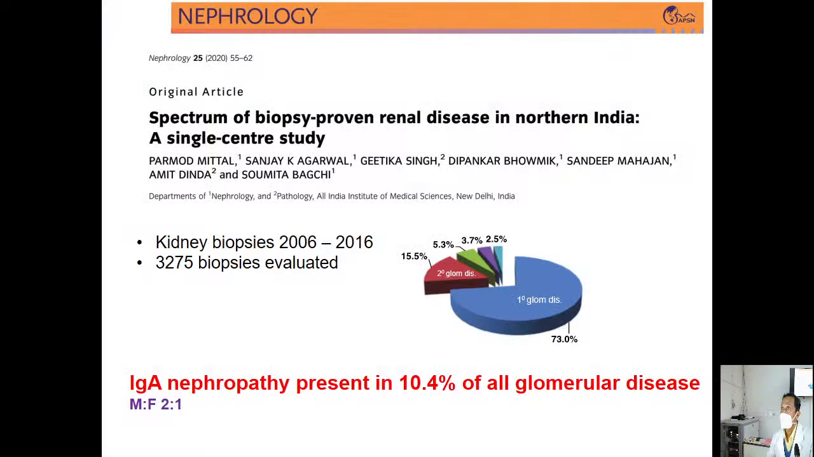And our own institute, this is a study over 10 years. More than 3,000 biopsies were evaluated, and 73% were primary glomerular disease. About 15% were secondary glomerular disease, that would be lupus mainly. Then 5.3% is chronic tubulointerstitial disease, then the vascular diseases and the miscellaneous. So IgA nephropathy accounted for about 10.4% of all glomerular diseases in this very large database. And male to female, it was about 6:1. This is the data from our institute.